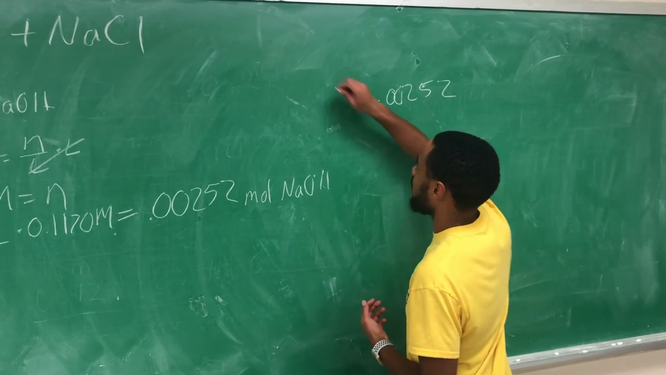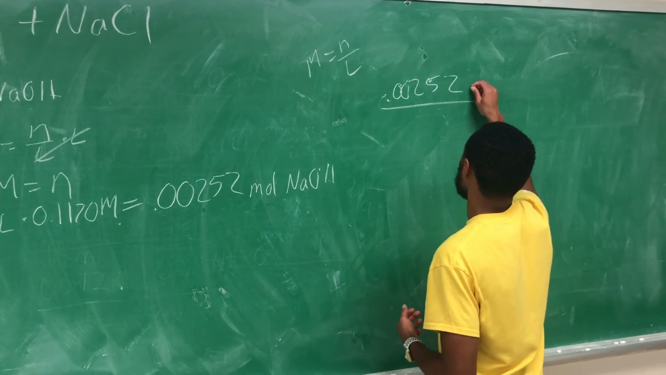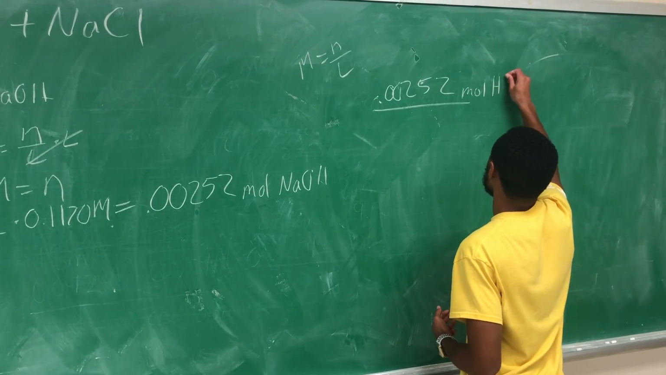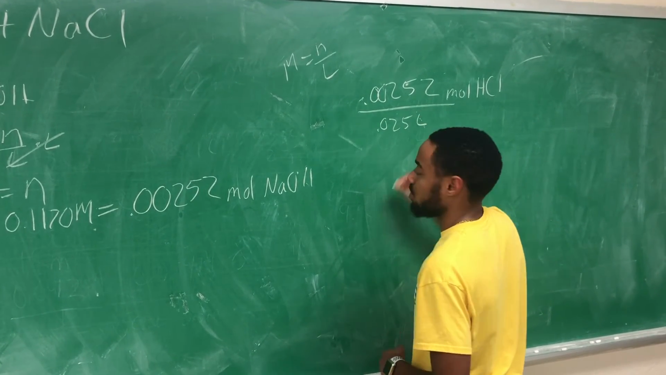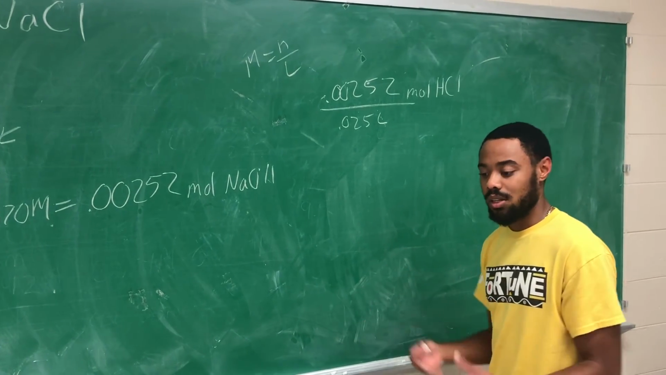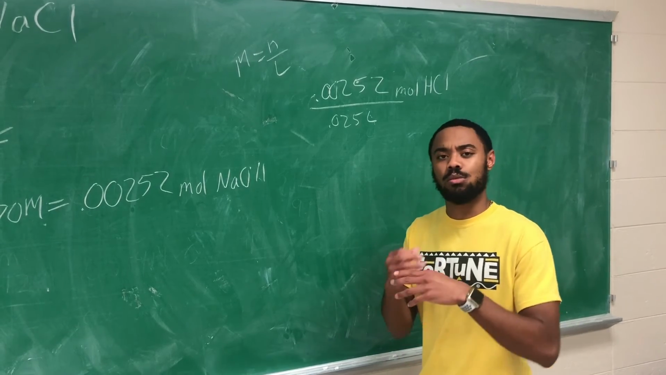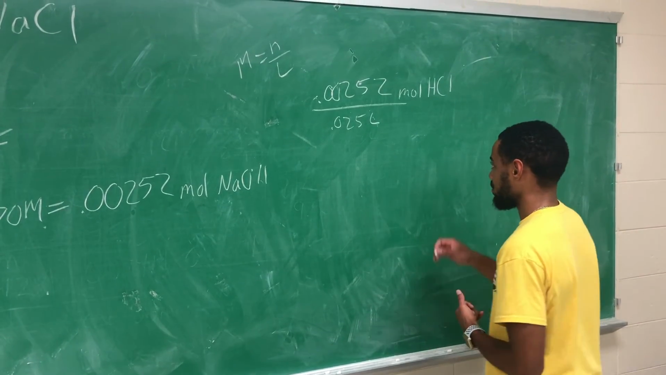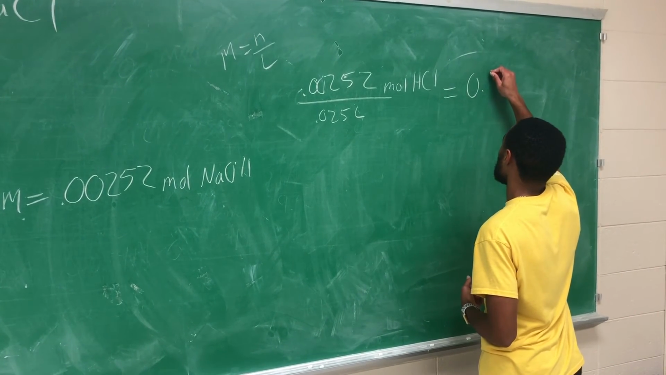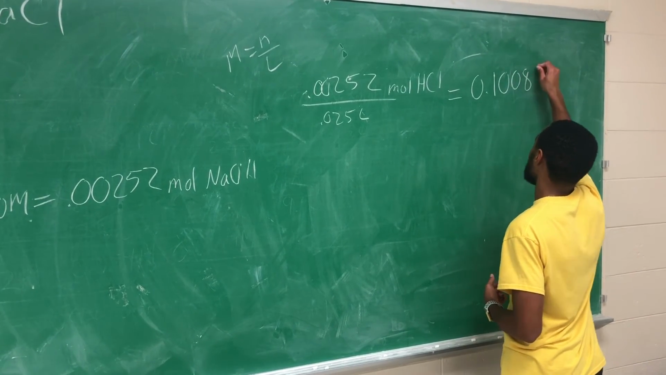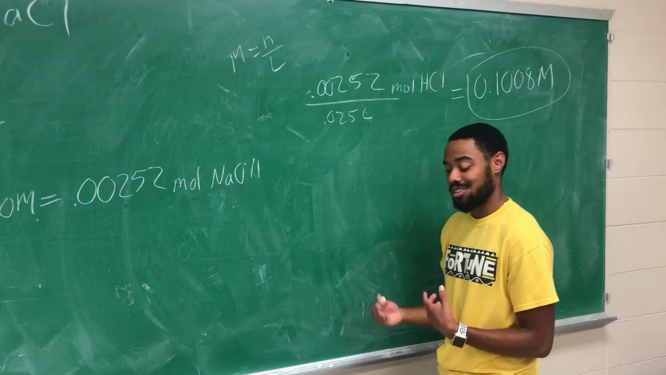So we have our 0.00252. Do you remember our equation is M equals N over L? So that's our moles of HCl. Then we're going to divide that by 0.025 liters, because this is from our 25 milliliters. We have to use our initial HCl volume and not the total because we're trying to find the original molarity of the solution that we were given. If you divide this out and calculate it, you would end up with 0.1008 molar. And this would be our final answer for the molarity of the HCl.